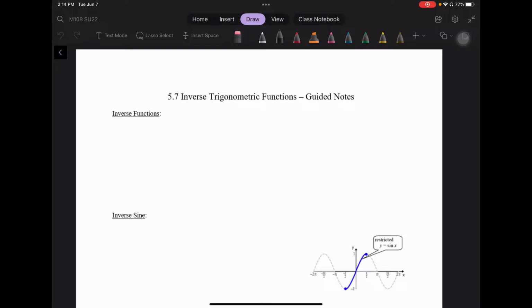Well, first of all, let's review inverse functions. Inverse functions are where the input and the output are switched, and inverse functions only happen when you have a one-to-one function. What does it mean to be one-to-one? This means that there's only one input for every output. So it doesn't violate the horizontal line test in addition to that vertical line test.